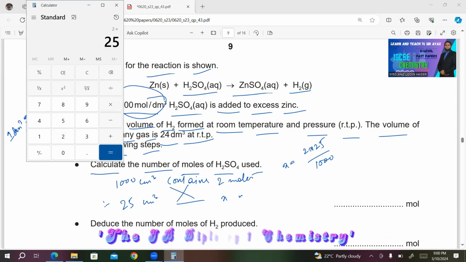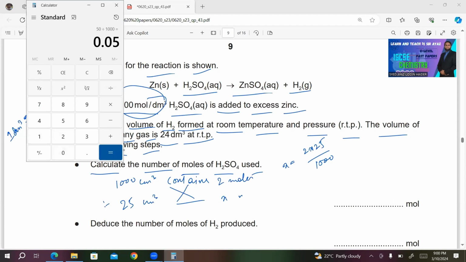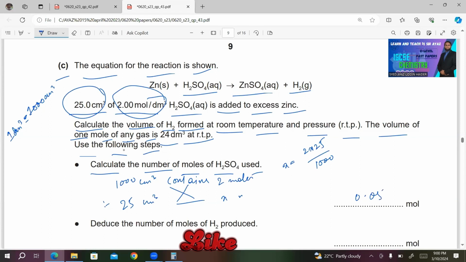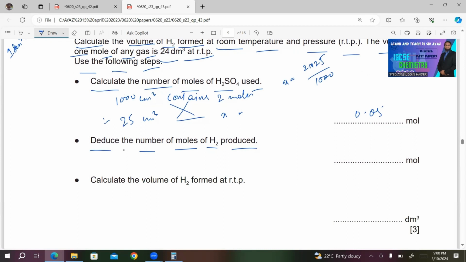2 multiplied by 25 divided by 1000. 0.05 moles. Deduce the number of moles of H2 produced. Look at the relation of moles of H2 and H2SO4. It's 1 by 1. So it must be 0.05 moles.